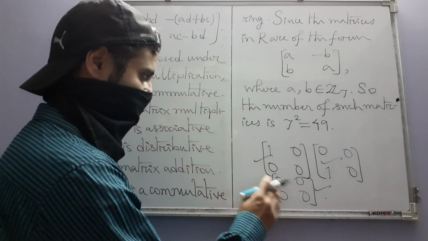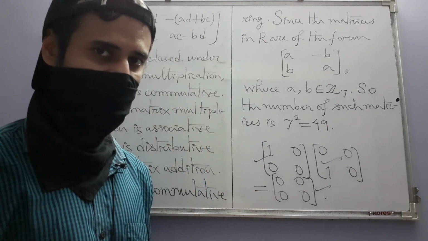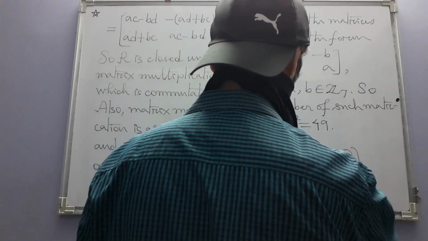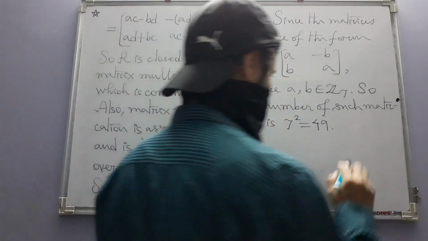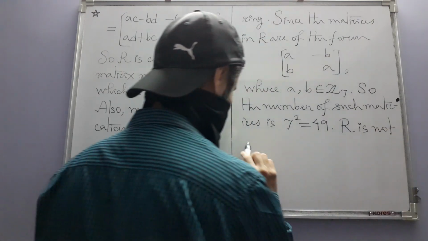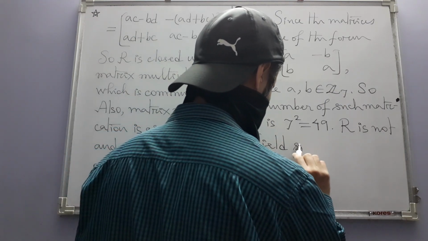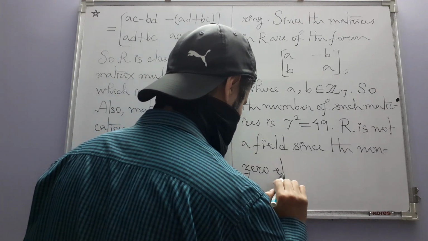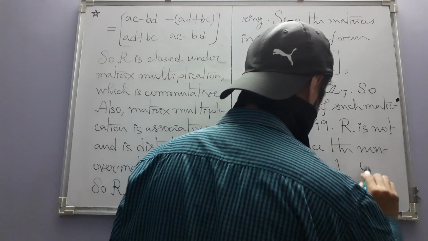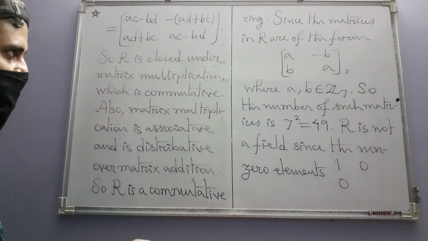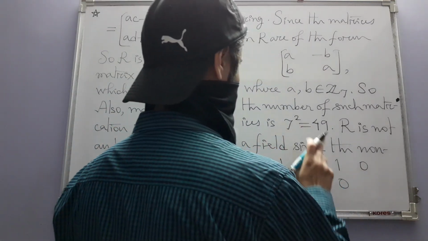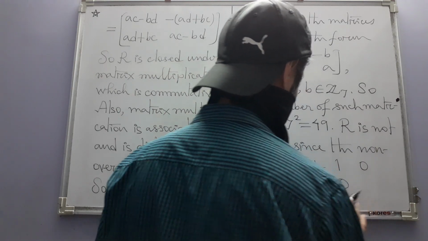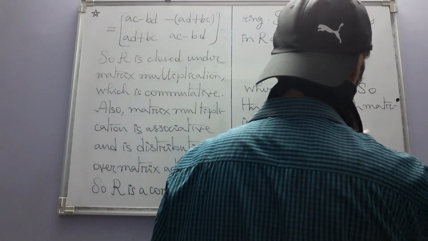And you can see that this same thing will be true if we replace our Z7 by Z5, because there also we have these things 1 and 0. So that's why, let me write it properly. R is not a field since the non-zero elements 1 0 0. Oh, wait, hold on. Oh, what the hell? I forgot totally the form of the matrix, right? Oh, then okay. No, it won't come like this. What I was thinking is totally wrong.